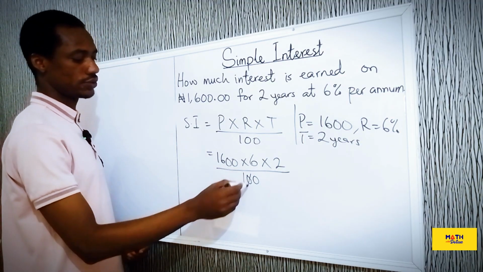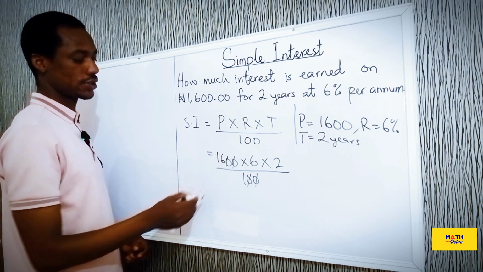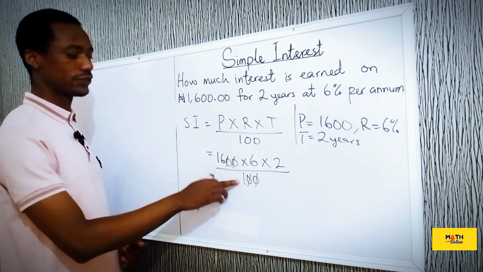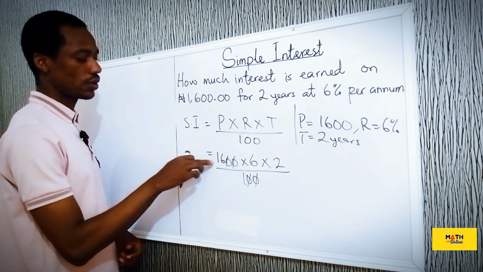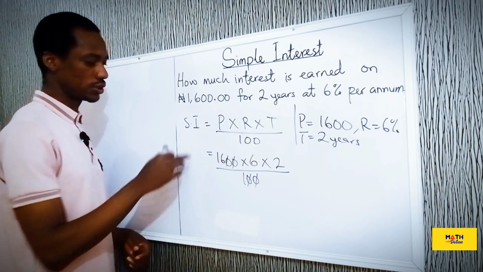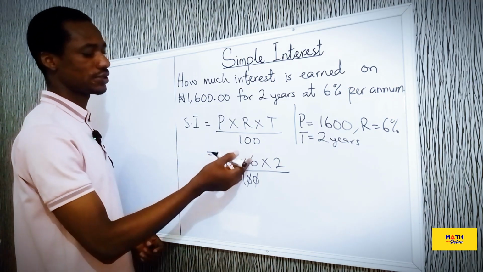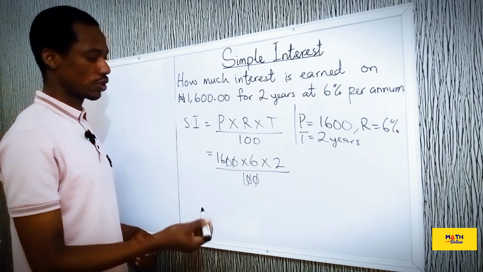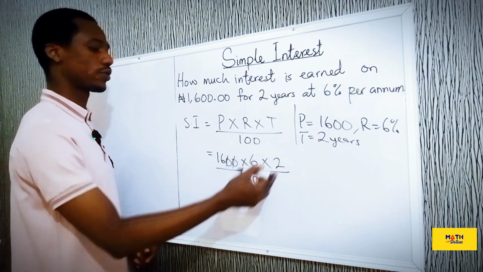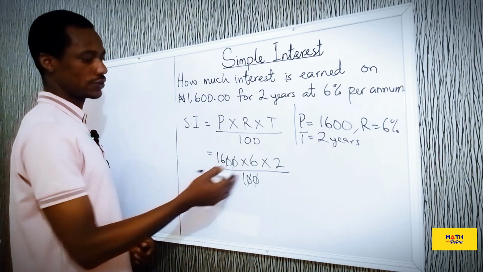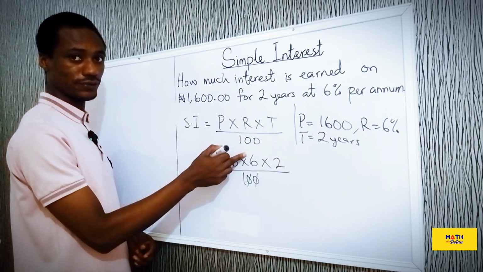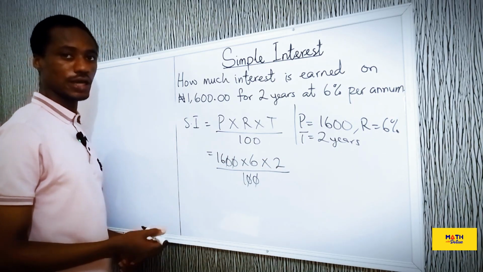So these two zeros, we take these two zeros, all right? So that means 100 divided by 100 is 1, and 1,600 divided by 100 is 16. And we are left with 16 times 6 times 2. You can decide to go that way or you come this way. I'll do 2 times 6 is 12, and then 12 times 16.